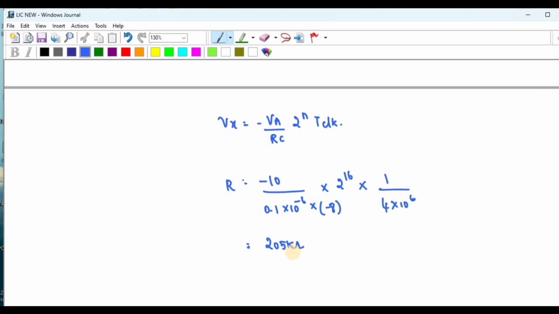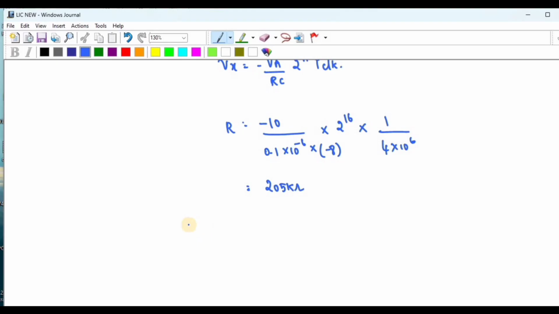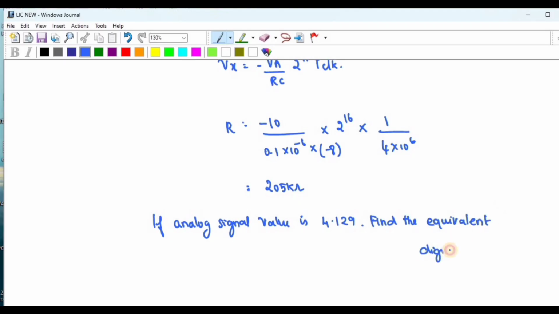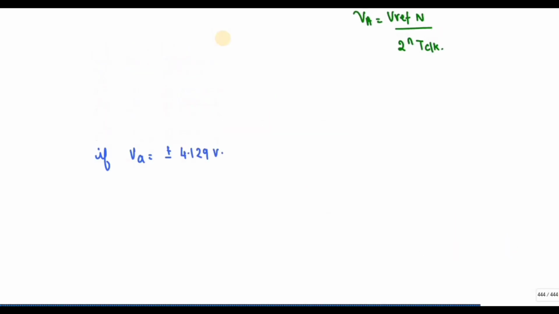Suppose they are given the analog signal value. If the analog signal value is 4.129, find the equivalent digital value, digital number. So this is what the question is. You can substitute in this formula: 4.129 is equal to V reference, which is 8 volt, divided by 2 power n T clock pulse.